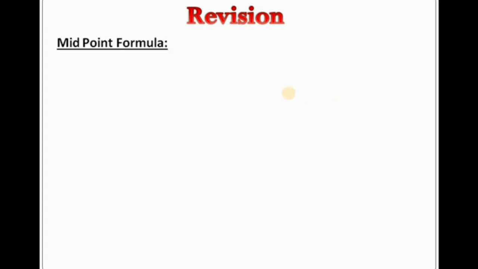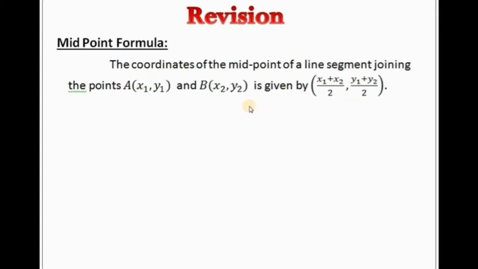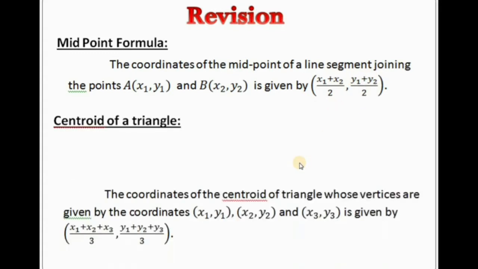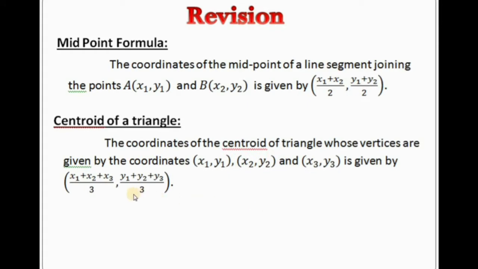Okay, so the next thing that you learned in your junior coordinate geometry is the midpoint formula, and I need not explain the midpoint formula to you, so this gives you the midpoint formula. And the next thing that you learned is something called the centroid of a triangle, and this gives you the formula for calculating the centroid of a triangle.